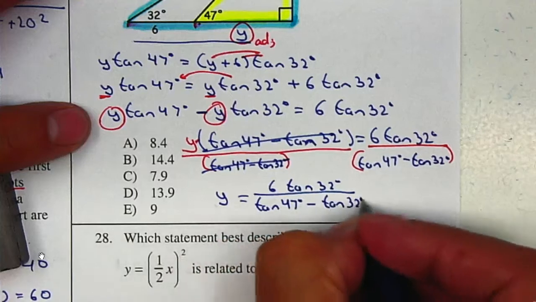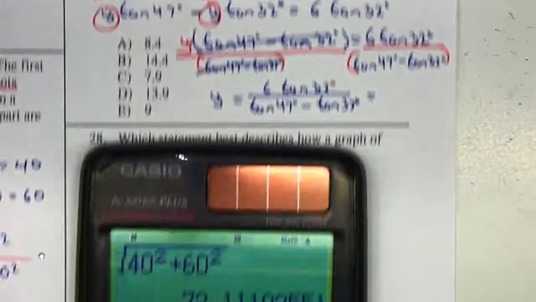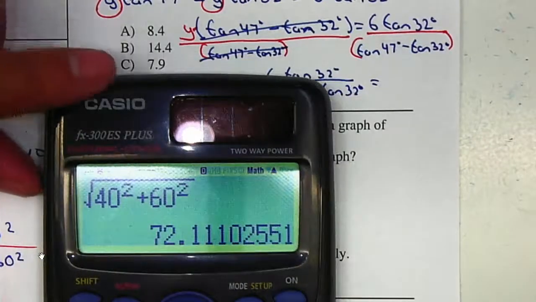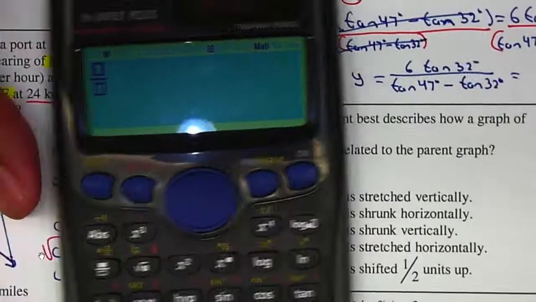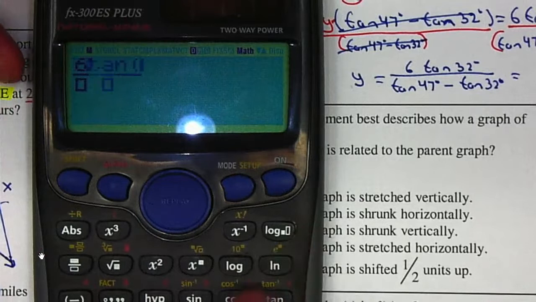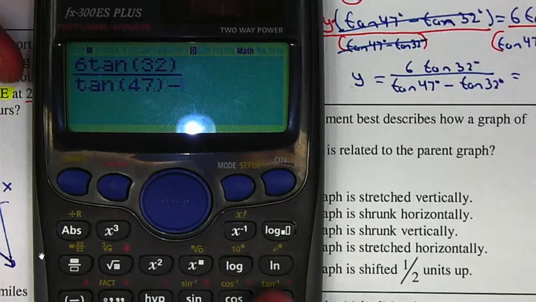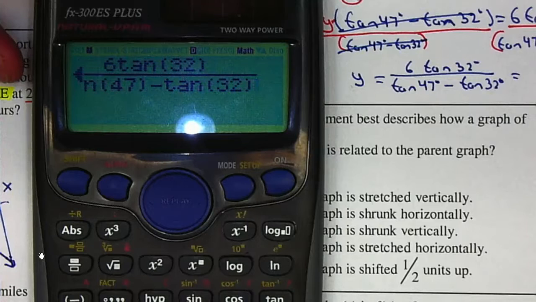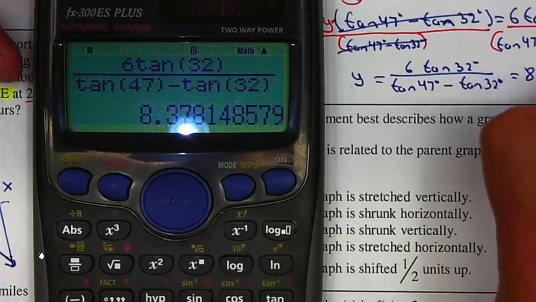And what's great about this calculator is you can type everything at once. It makes it slightly easier. Let me place my fraction bar first. I have 6 times the tangent of 32 degrees, close my parentheses, come down, the tangent of 47 degrees minus the tangent of 32 degrees. And that gives me 8.37 or 8.38.